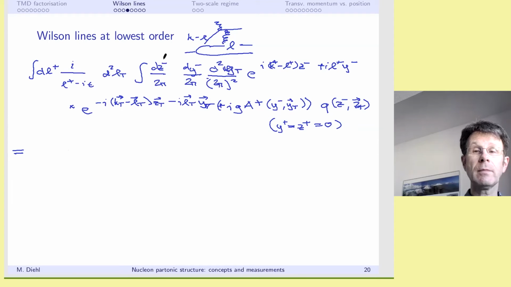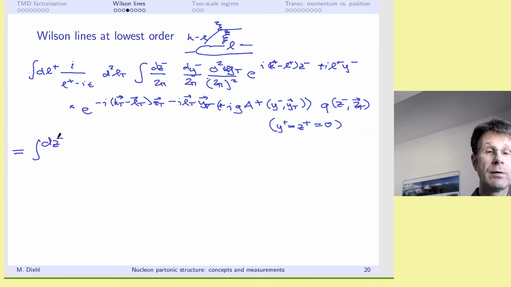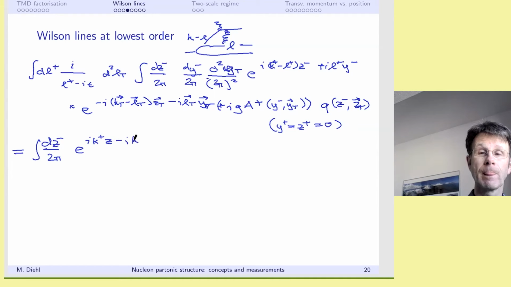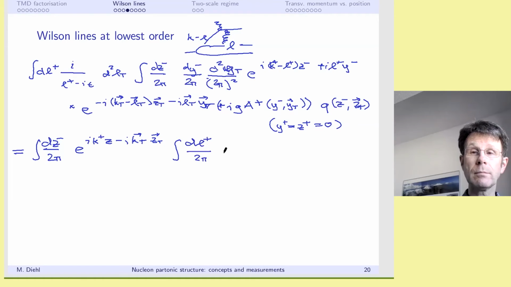What also remains is the integral over Z minus. In fact, I could have left that out, but okay, let's write it down. There's the i k plus times Z minus, and another part of the exponent here was also not touched so far. That's the transverse piece. So this collects this piece, and then what is L minus dependent, L plus dependent, is this here.